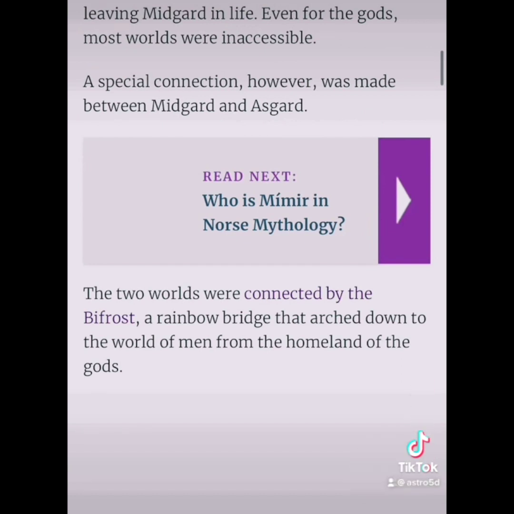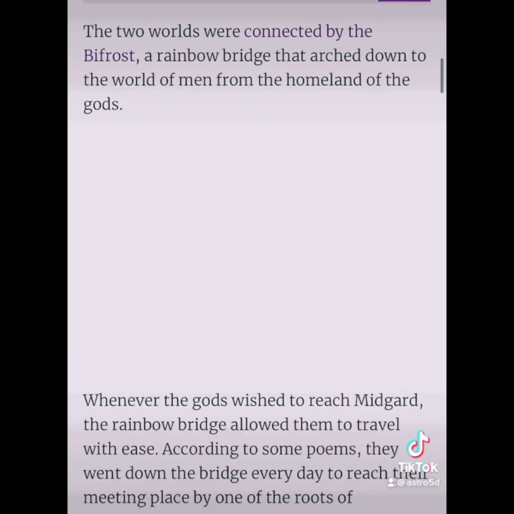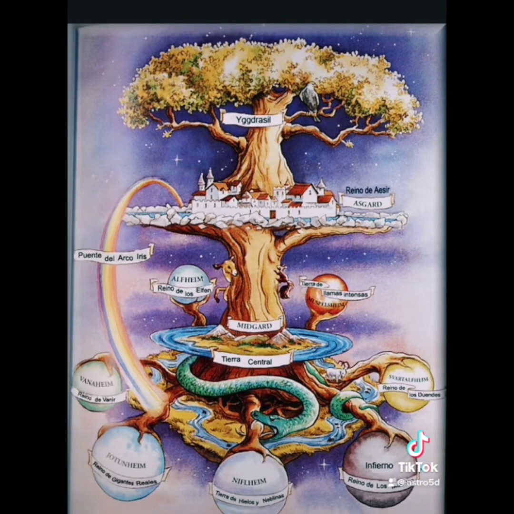The two worlds were connected by the Bifrost, a rainbow bridge that arched down to the world of men from the homeland of the gods. Whenever the gods wished to visit Midgard, the rainbow bridge allowed them to travel with ease. According to some poems, they went down to the bridge every day to reach their meeting place by one of the roots of the world tree, as seen here. Yet another reference to a tree at the center.